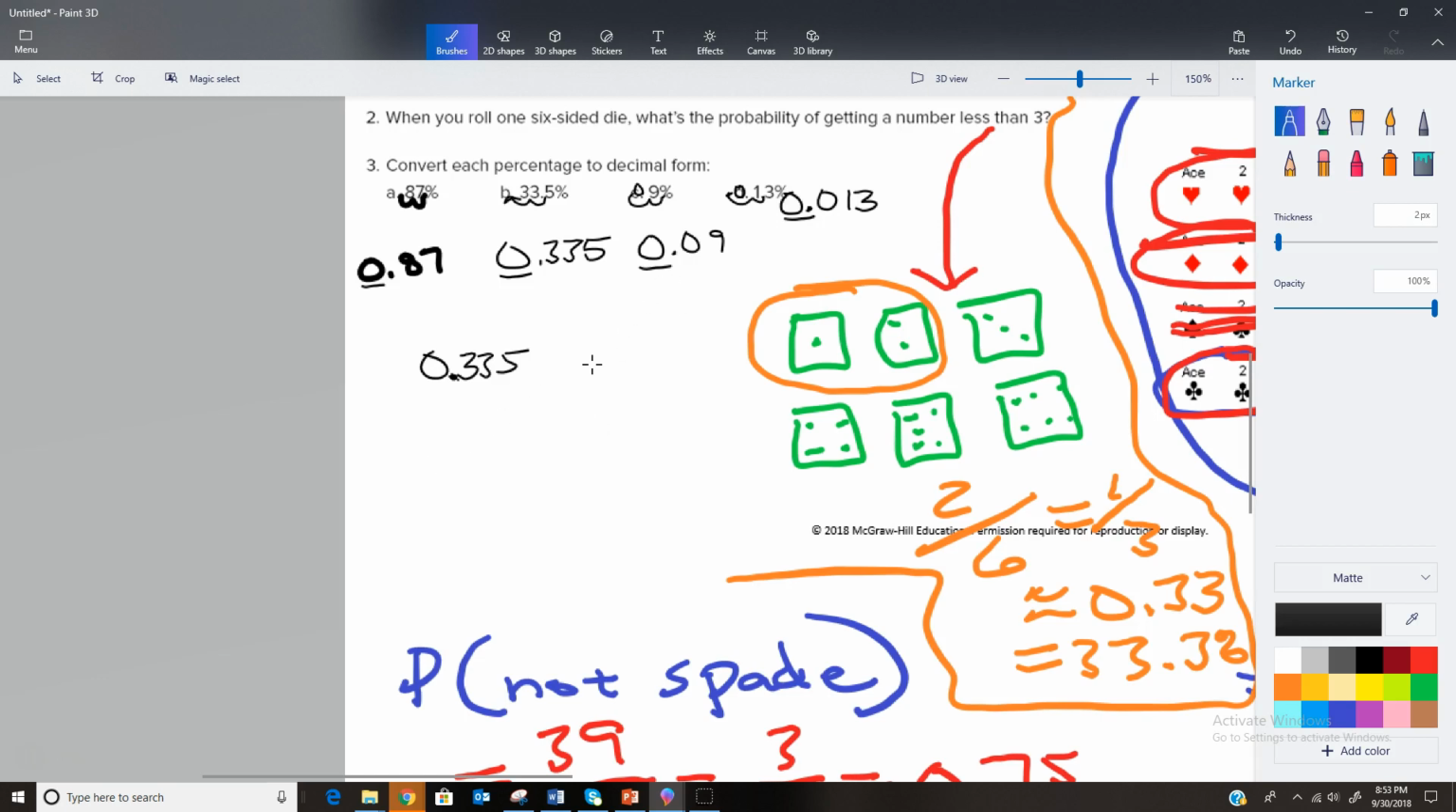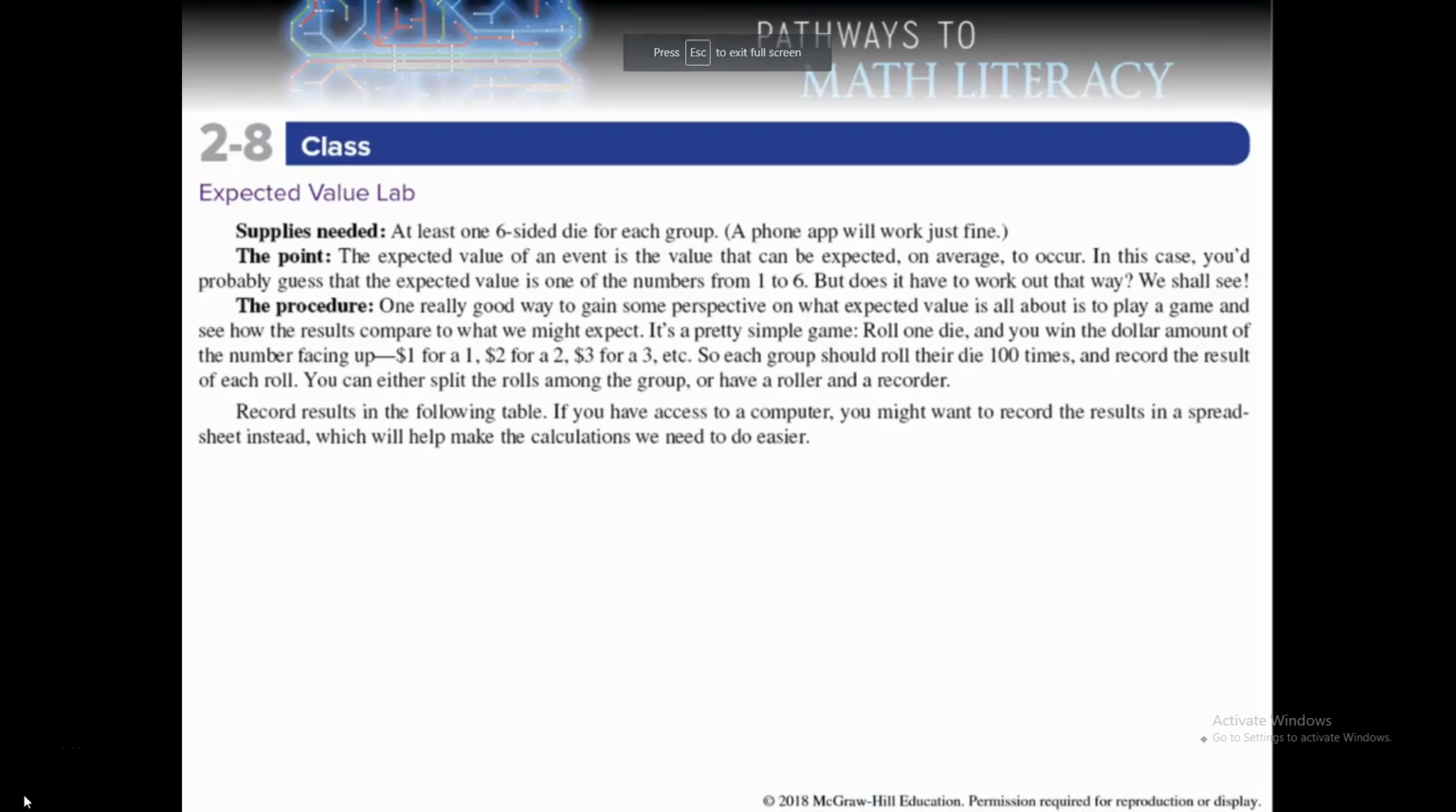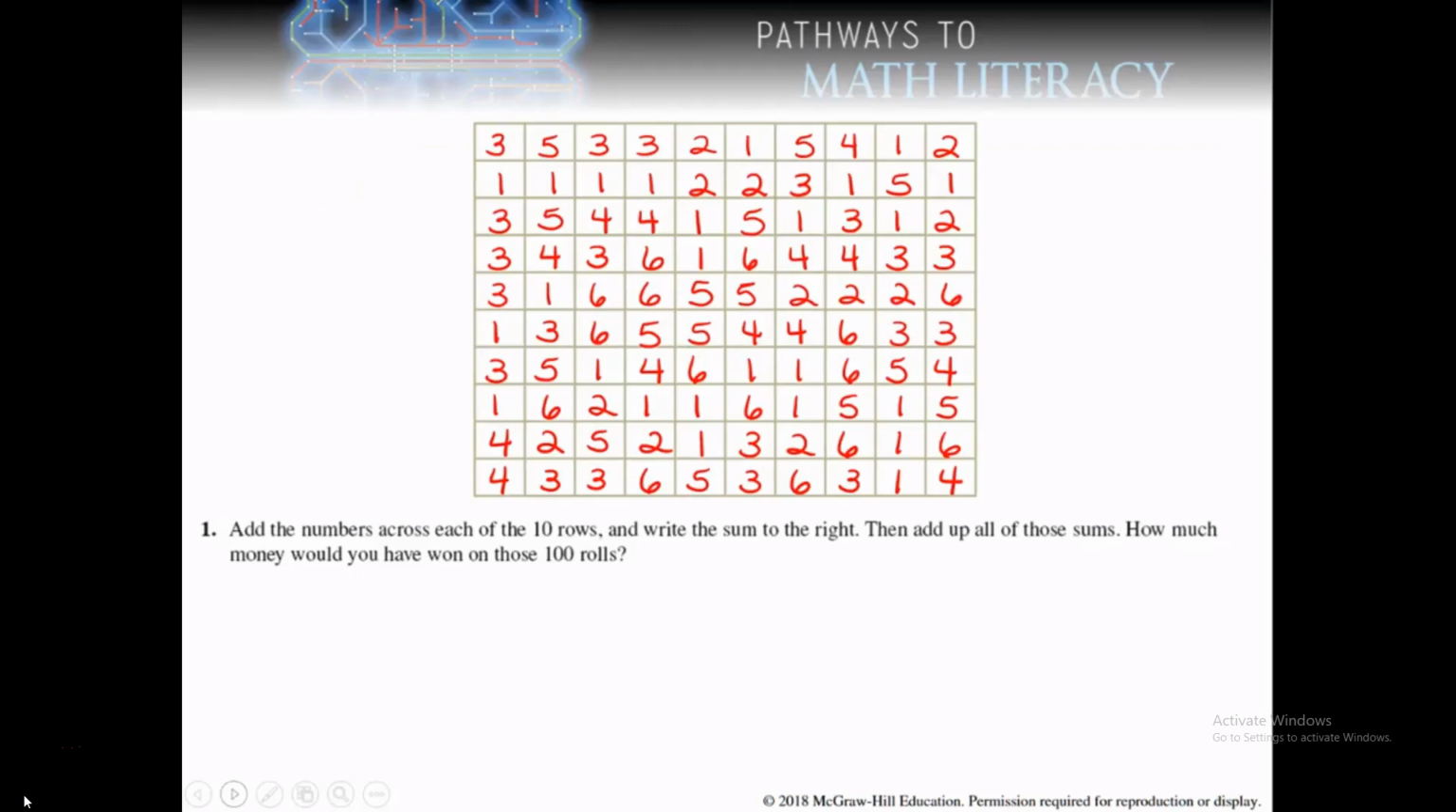So that's it for the prep skills, and we'll pick up with the class and group work here in just a second. Here we're doing an expected value lab, so you should roll a 6-sided die 100 times, and the idea with the game is that you win in dollars the number that comes up. So I went ahead and rolled a die 100 times and recorded all of the values that came up.